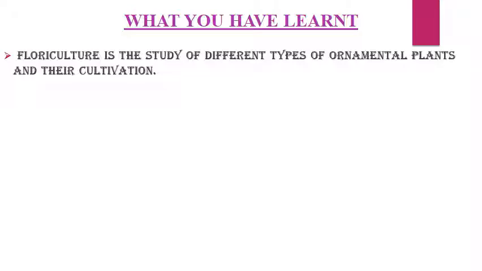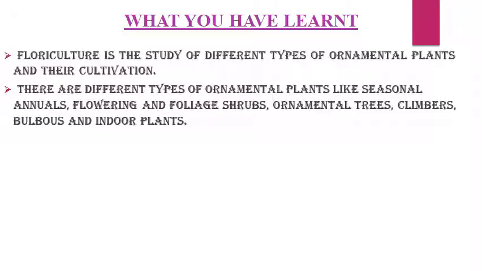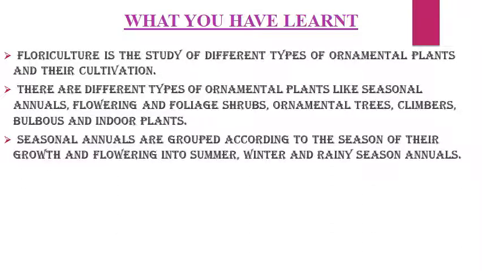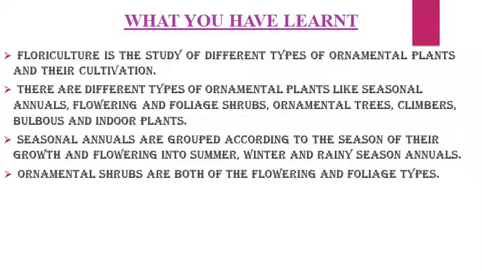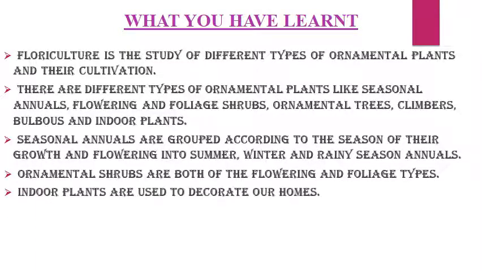Floriculture is the study of different types of ornamental plants and their cultivation. There are different types of ornamental plants like seasonal annuals, flowering and foliage shrubs, ornamental trees, climbers, bulbous and indoor plants. Seasonal annuals are grouped according to the season of their growth and flowering into summer, winter and rainy season annuals. Ornamental shrubs are both of the flowering and foliage types.